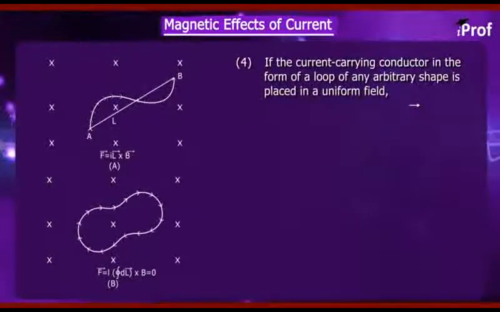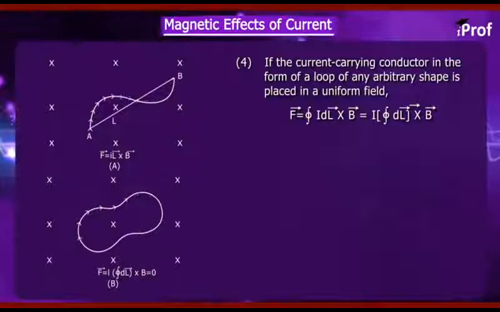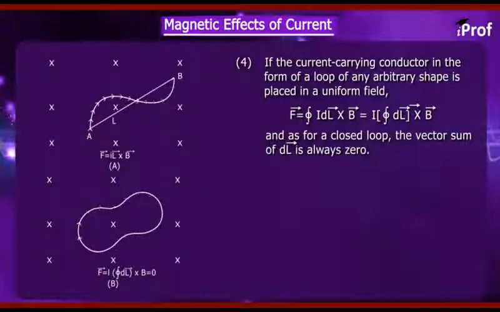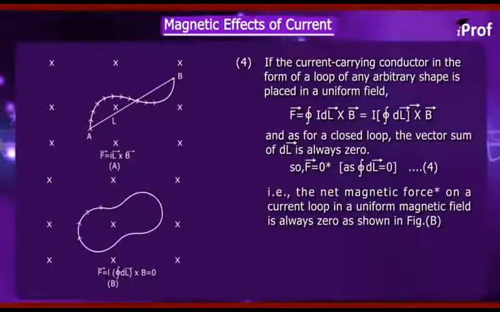Fourth, if the current carrying conductor in the form of a loop of any arbitrary shape is placed in a uniform field, F vector equal to integration round the closed curve I dl vector cross B vector equal to I integration round the closed curve dl vector cross B vector. And as for a closed loop the vector sum of dl vector is always 0, so F vector equal to 0, as integration dl vector round the closed curve equals 0. That is, the net magnetic force on a current loop in a uniform magnetic field is always 0, as shown in figure B.